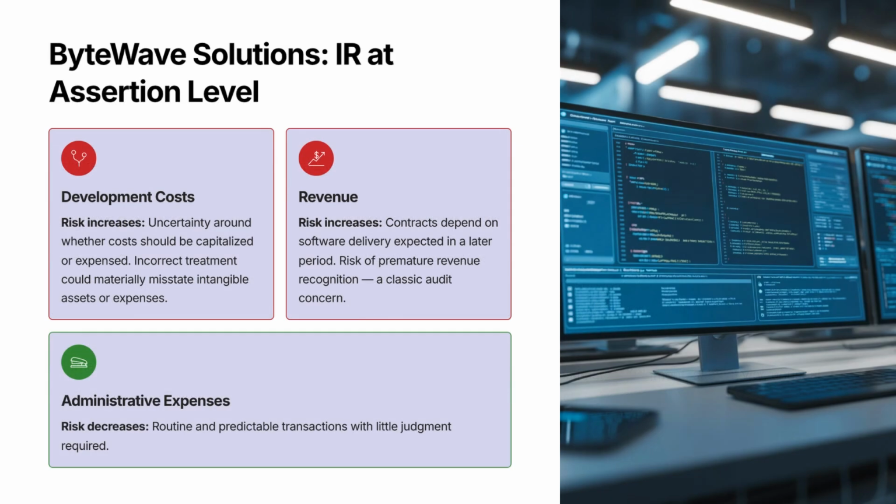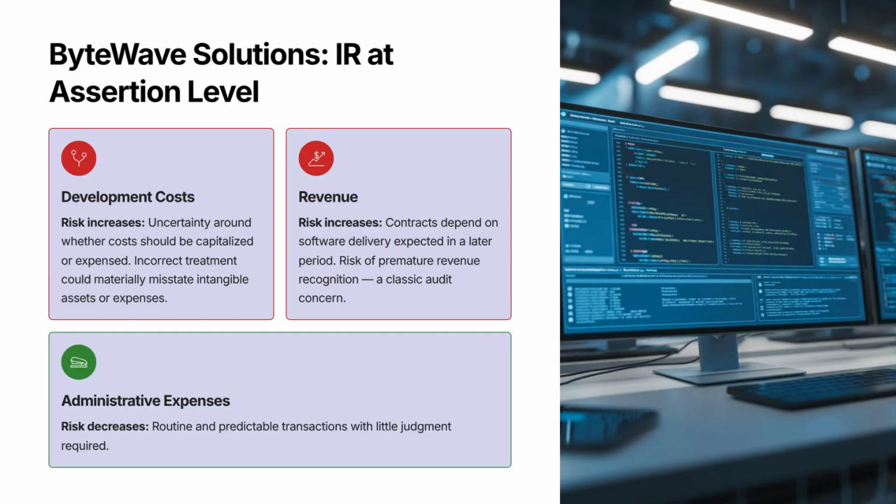Here are some assertion-level inherent risks the auditor identifies. Development costs. There's risk around whether certain costs should be capitalized or expensed. Incorrect treatment could materially misstate intangible assets or expenses. Revenue. Contracts depend on software delivery, expected in a later period. There's a risk of premature revenue recognition, a classic audit concern.